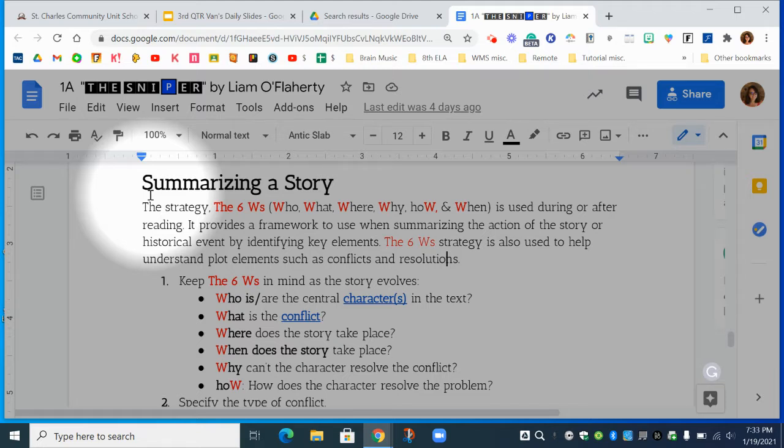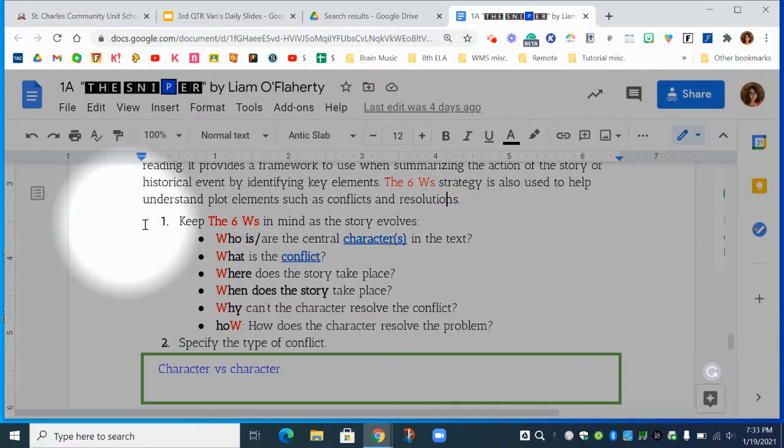We're going to focus on the 6 W's. The who, what, where, when, how, and I know how does not begin with a W, but there's a W in it, so it's perfectly fine, and why. So as we are reading and or reflecting upon a story, let's keep in mind the basic who, what, where, when, how, and why aspects of the story.